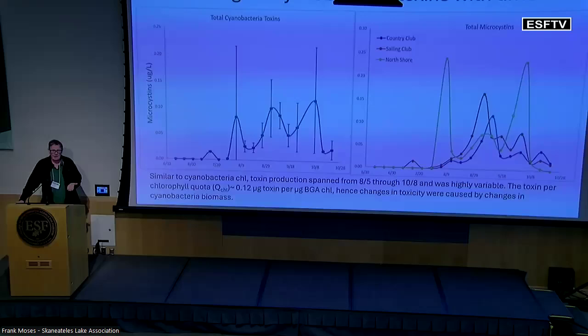We know these blooms are dominated by Microcystis, right? We know that in culture, Microcystis has a toxin per chlorophyll ratio of about 0.10 to 0.15. So what this tells us is that the changes in toxicity that we're seeing here are much more a reflection of the changes of biomass in the column. We're seeing more toxin because we have more cyanobacterial biomass, and not more toxin because we're shifting from a less toxic to a more toxic species.